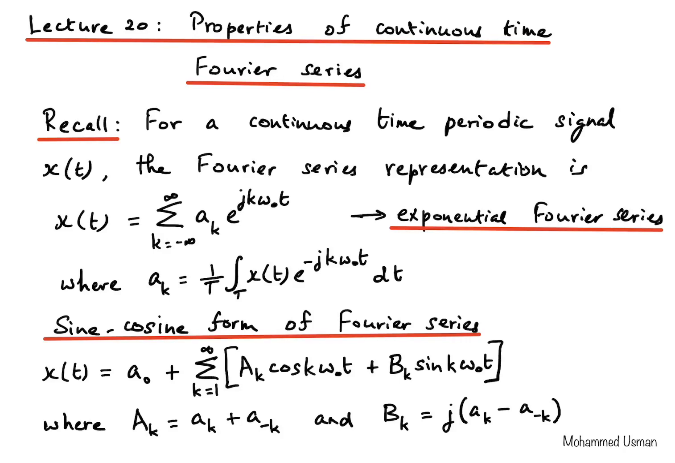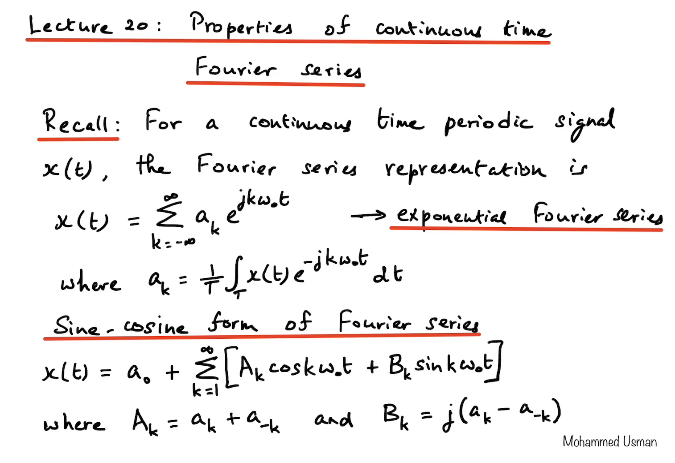In this lecture, we will discuss what properties a continuous time periodic signal must satisfy in order for it to have a Fourier series representation. And then we will also discuss some important properties of the Fourier series itself. But before we move into that, let us quickly recall what we did in the previous lecture.